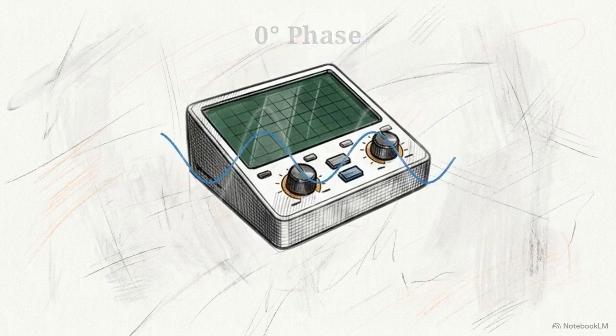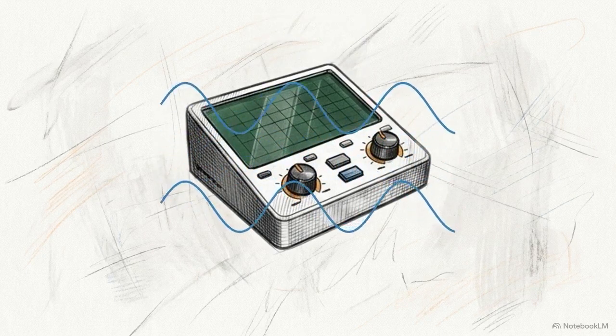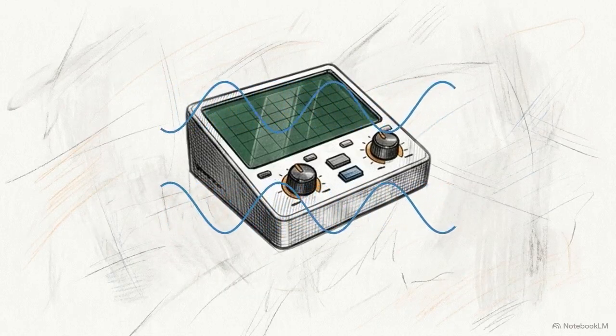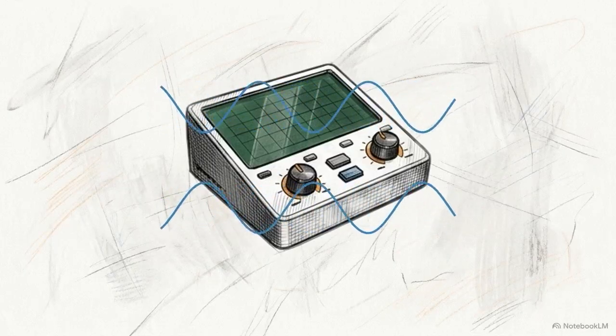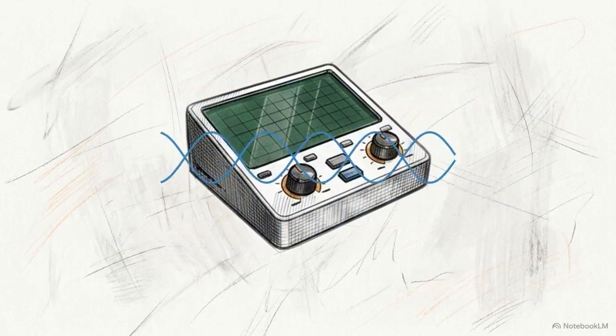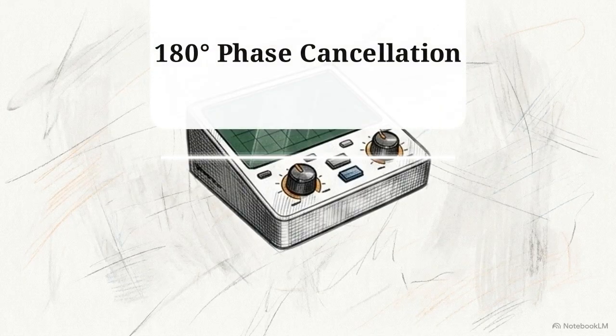But watch what happens as the diagram sustains and the top waveform shifts slightly out of sync. Now, the peak of one wave aligns perfectly with the trough of the other. The two signals are fighting. The air pressure pushing up is instantly canceled by the air pressure pulling down, resulting in a flattened output that weakens or entirely erases the sound.